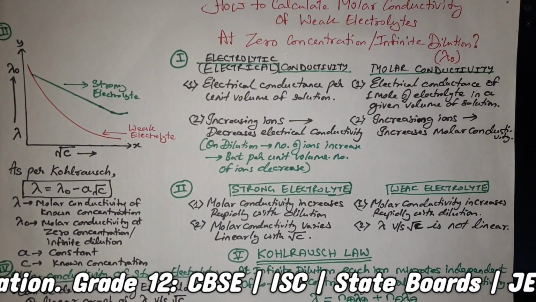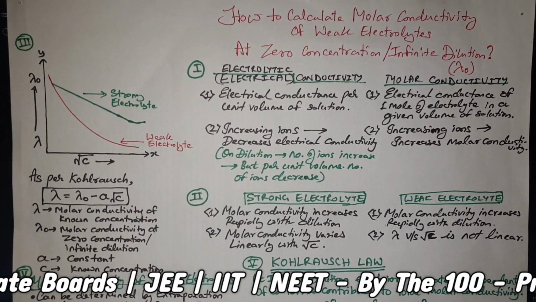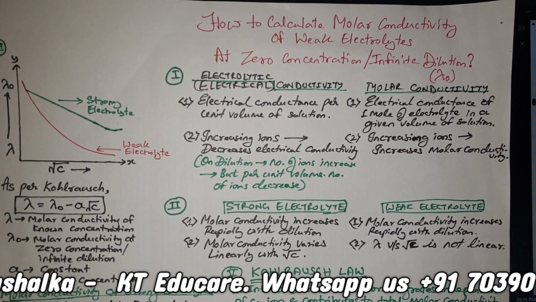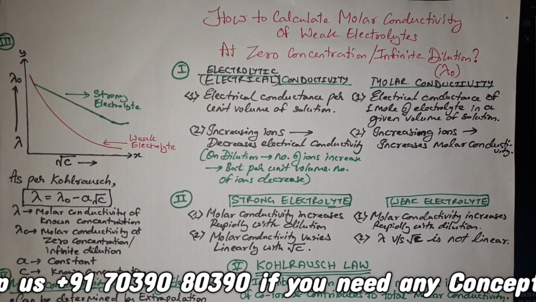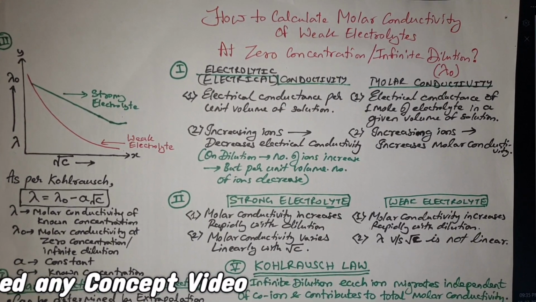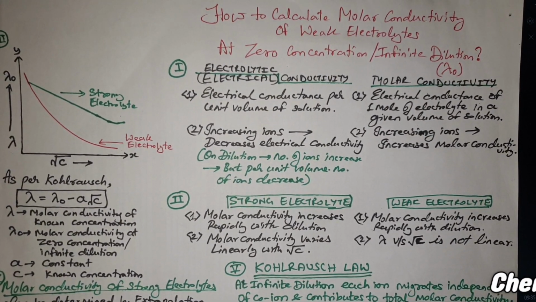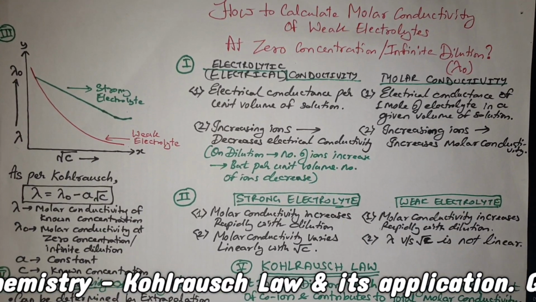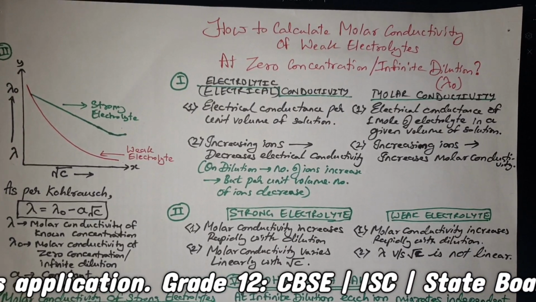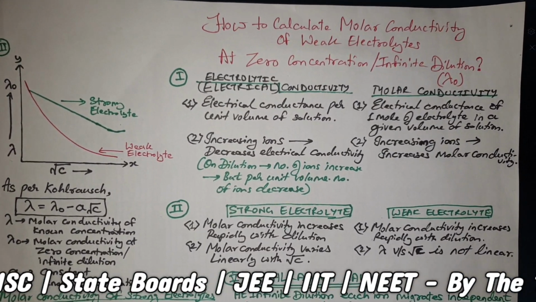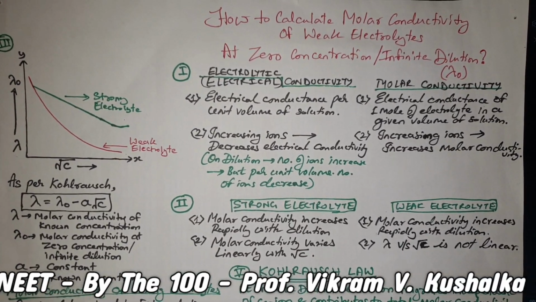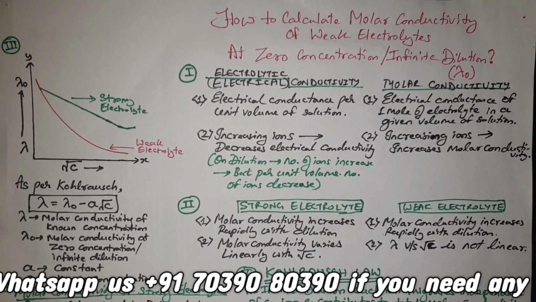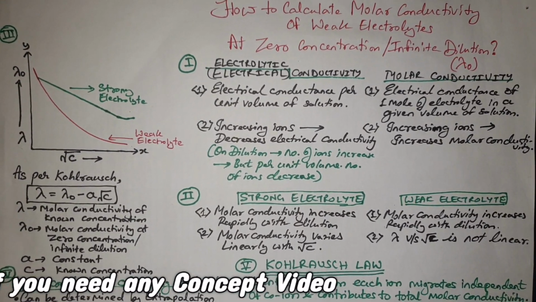So let us understand some basic concepts before progressing with this. First of all, as you are already aware, what is electrolytic conductivity and what is molar conductivity? When I talk about electrolytic conductivity, I am talking about the conductivity happening in an electrolytic solution. When we pass electric current through an electrolyte, there will be electrical conductance per unit volume of the solution. So electrolytic conductivity means electrical conductance per unit volume of the solution, as I have mentioned in point number 1.